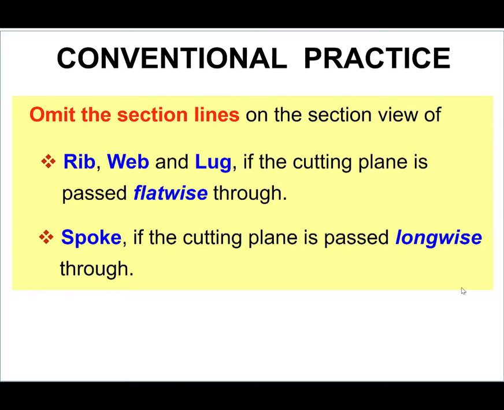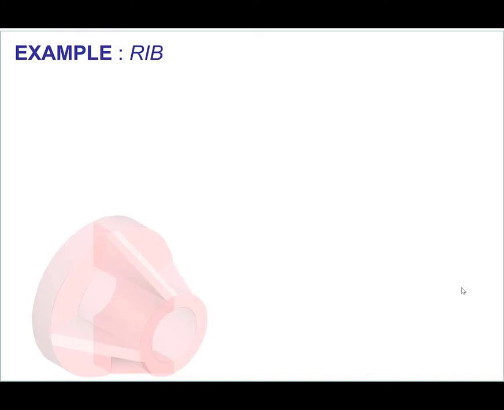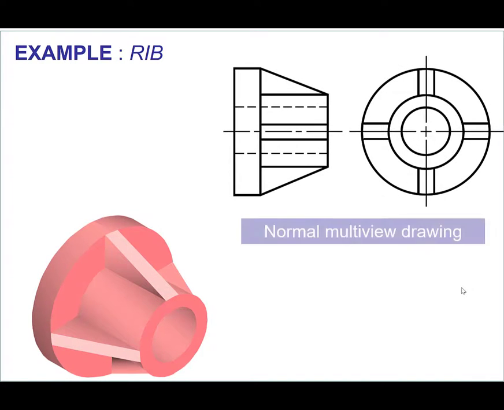Omit the section lines on the section view of a rib, web, and a lug if the cutting plane is passed flatwise through. Spoke, if the cutting plane is passed lengthwise through. Here's an example that shows you a part with the feature of rib.